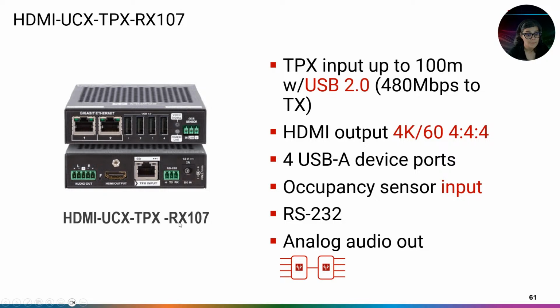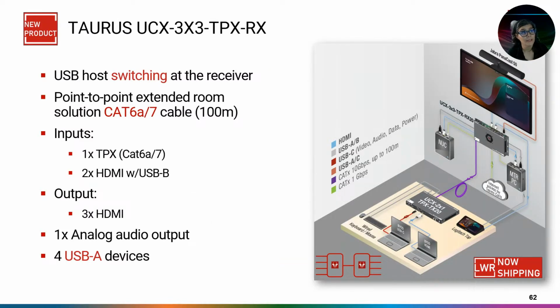if you want it. If that's not big enough for you, we have our 3x3 TPX receiver. And this is really, really cool because you can do USB host switching at the receiver. So with this 3x3, you can actually pretty much put that rack behind the TV. Still using that point-to-point Cat 6A/7 cabling with shielded cabling.